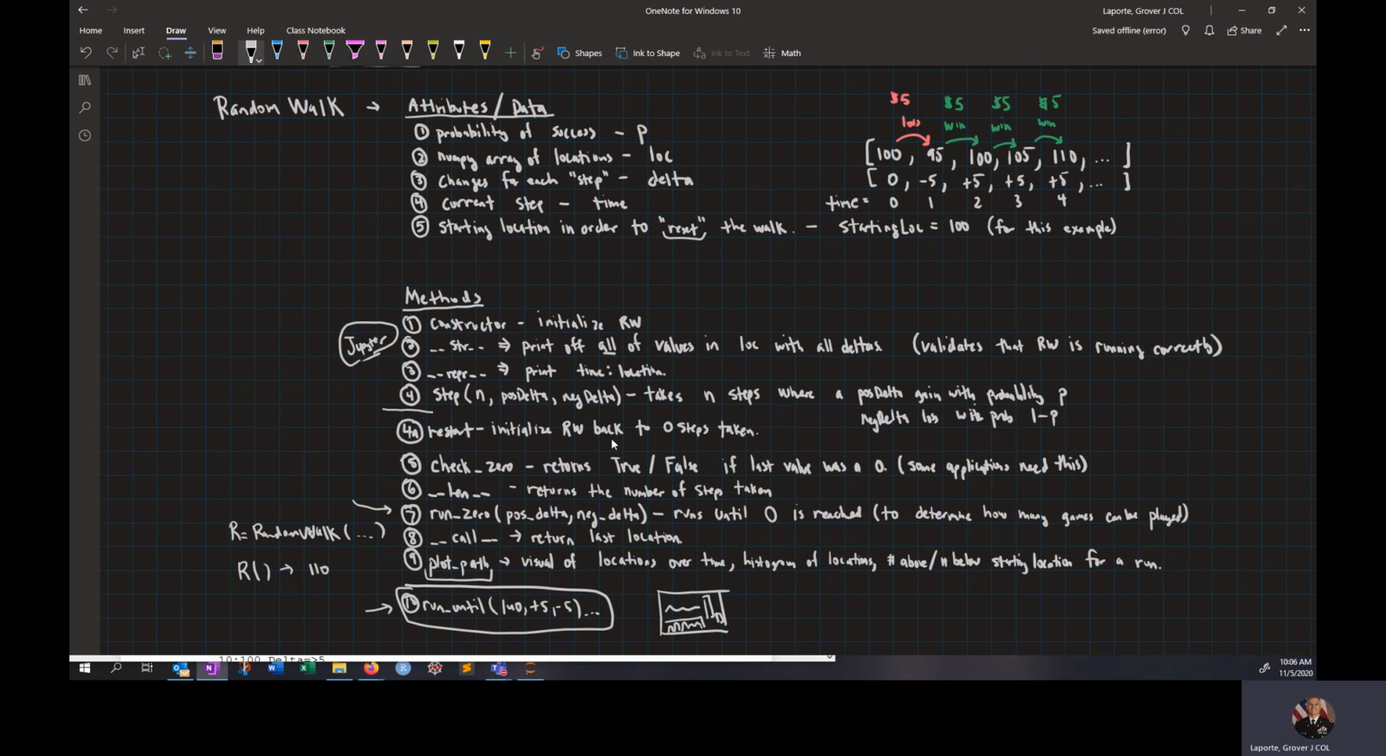Restart. All right, we want to restart this sucker back to the beginning. In other words, just have this one start at 100, have 0 in here, have time go back to 0, and sort of restart everything, and keep your p or whatever it is.